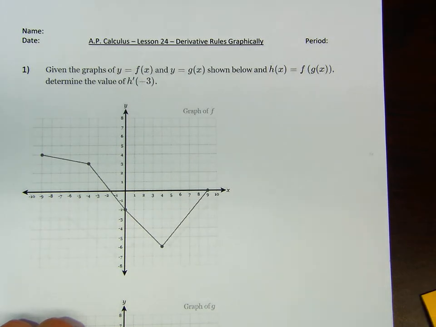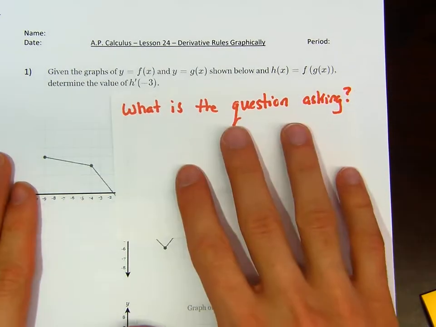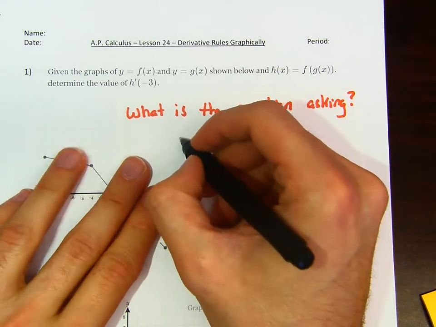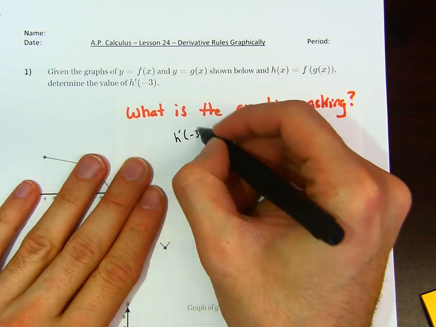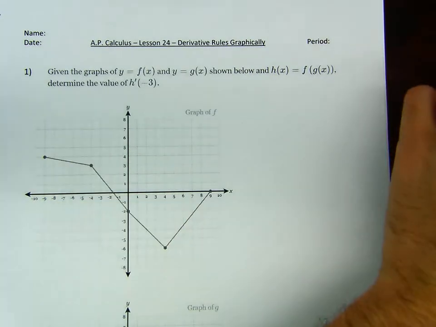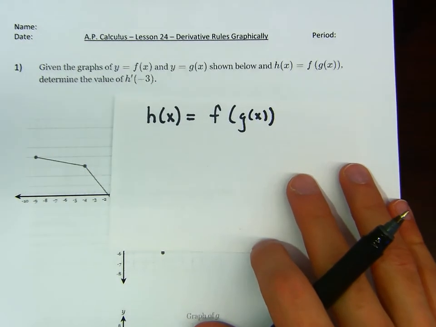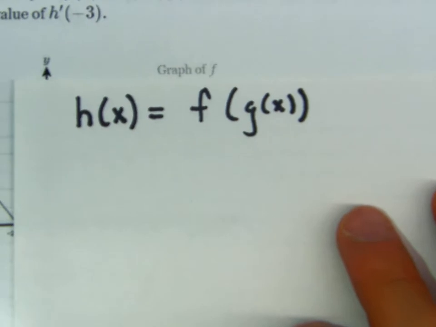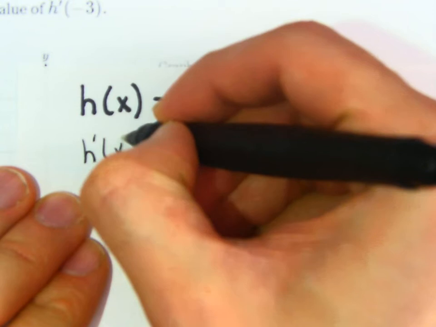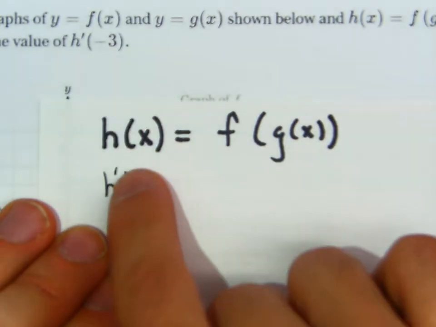So let's see. What is the question asking? In your own words, if you had to pause the video, what is the question asking? It's asking, what is h prime of negative 3? So what do we need to do? We need to take this h function, and how is h defined? H is defined right here. First we need to find h prime of x, and then what value are we going to substitute in? We're going to substitute negative 3.